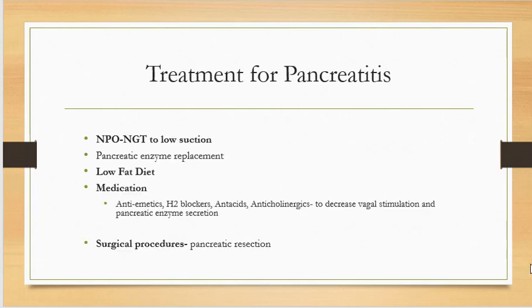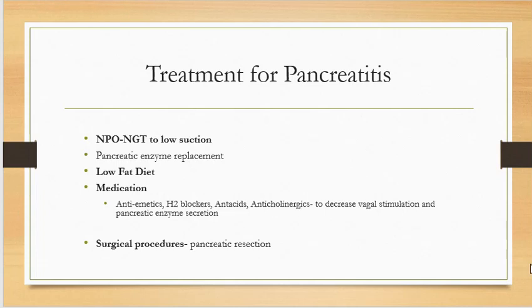So what is our treatment? So first of all, our patients are going to be NPO. We don't want them eating. We would most likely have an NG tube to low intermittent suction. And we would be giving pain medication. So we want to prevent acute exacerbation. So we are treating the signs and symptoms.